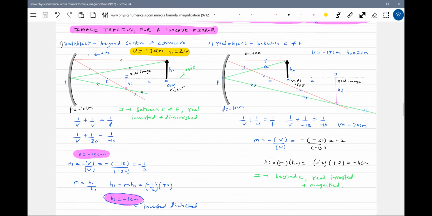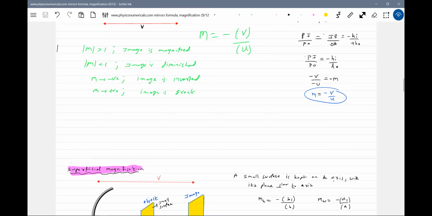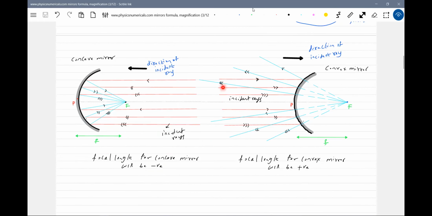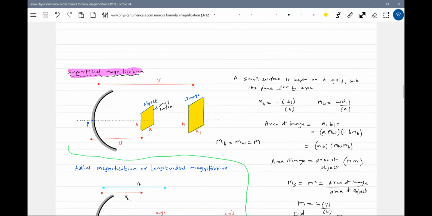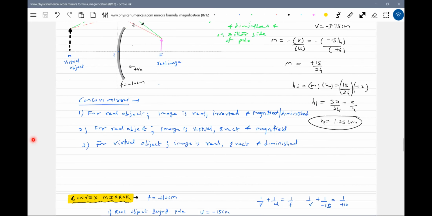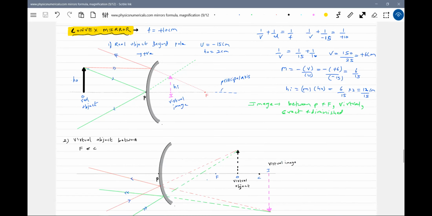I'll take you back. Where is the object? Object at infinity, no? What about the image? Image will be at focus. Are you seeing these rays coming parallel to the principal axis? It means the object is at infinity. The image will be at focus.